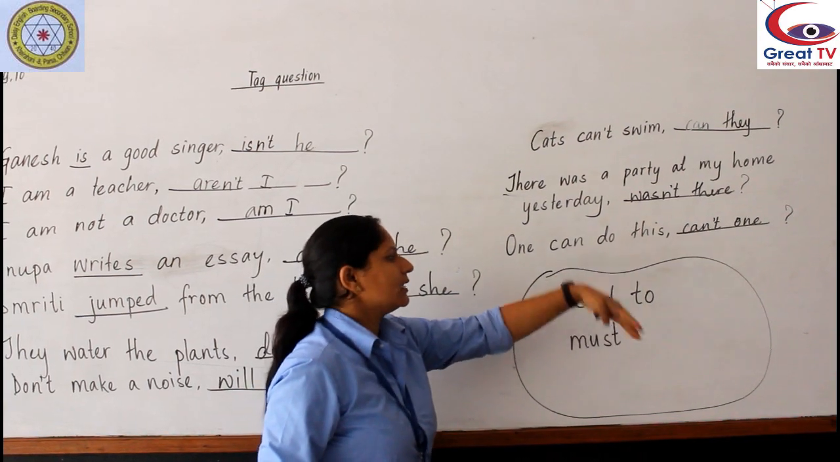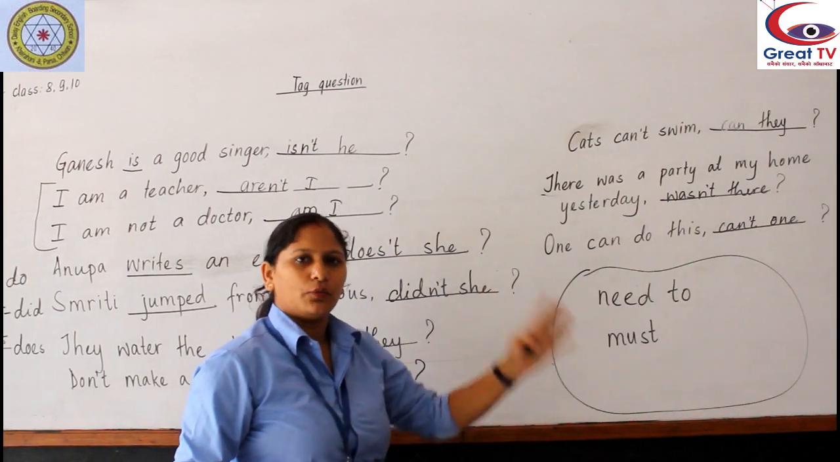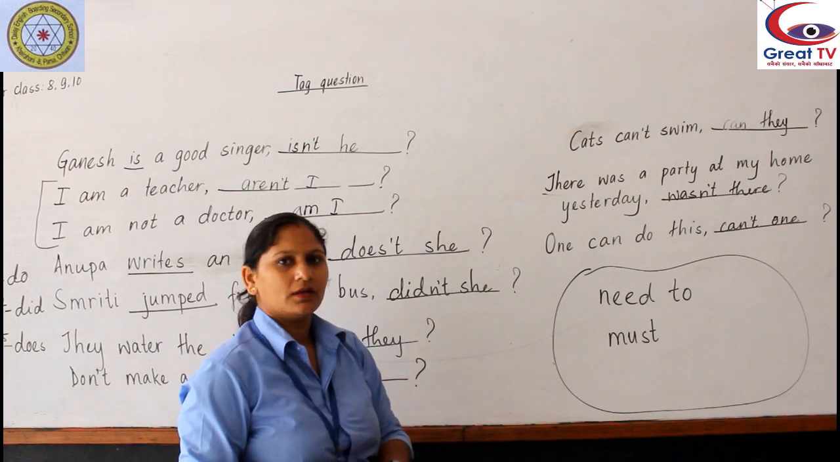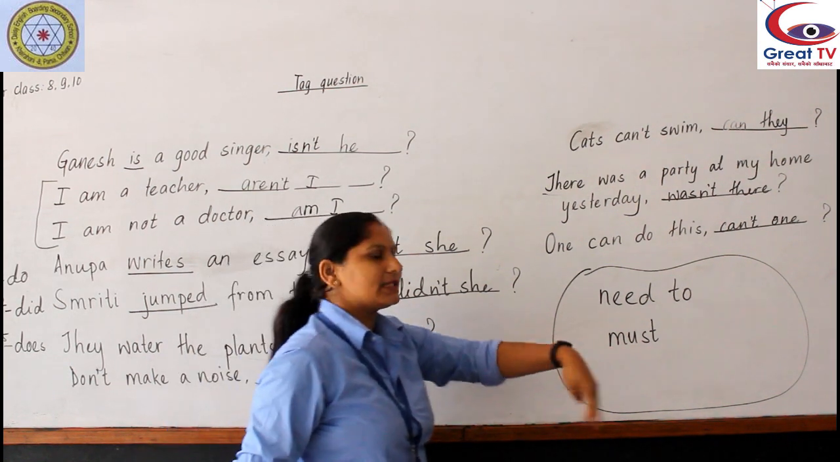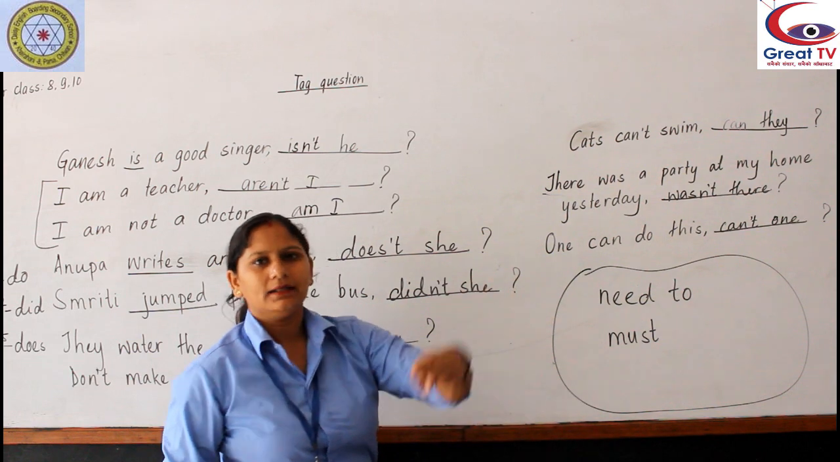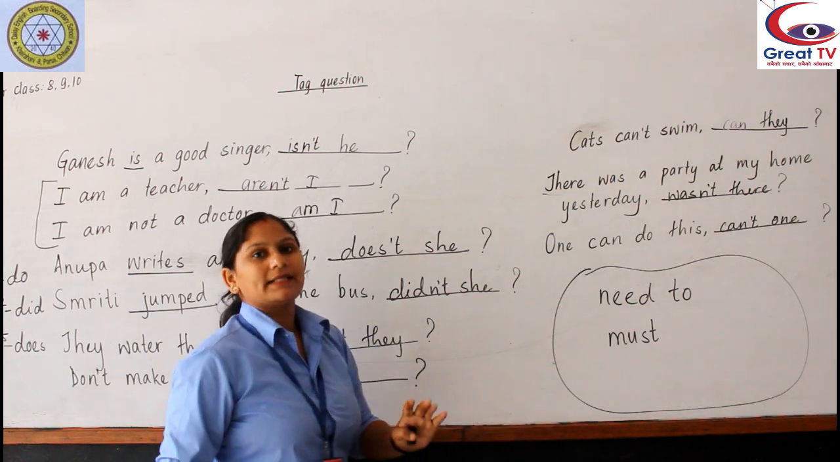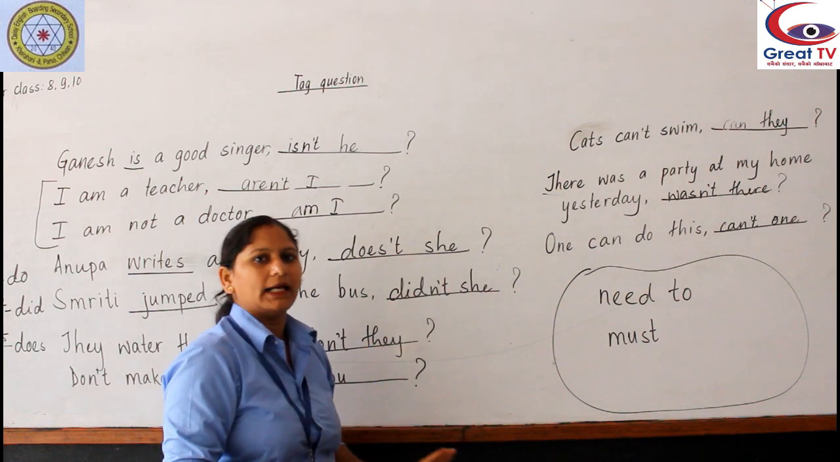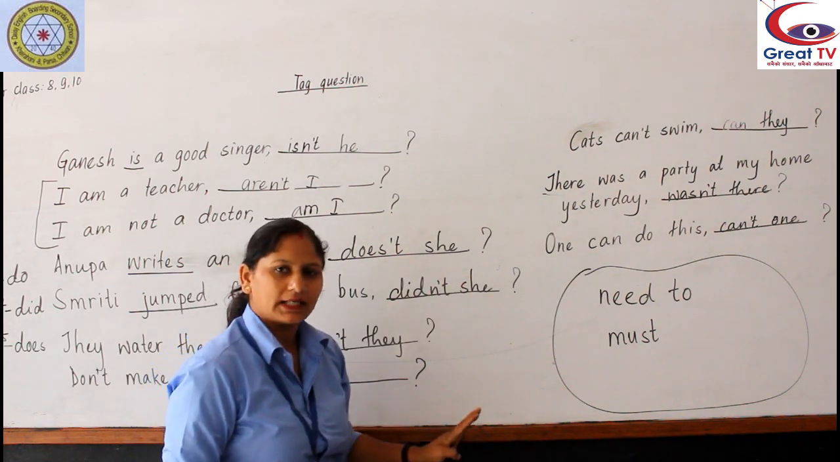Need to is used with a normal auxiliary, and must is used with obligation and assumption. There are special cases, and about that we will discuss in our regular classes.